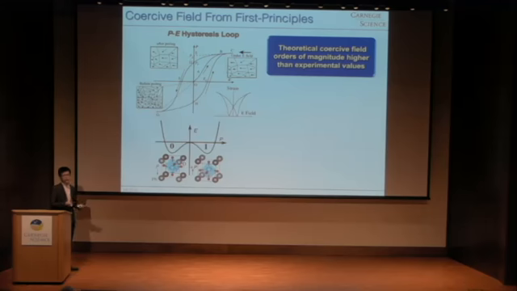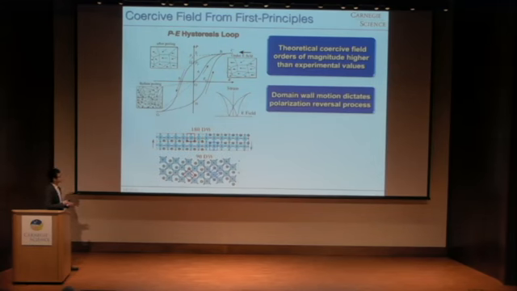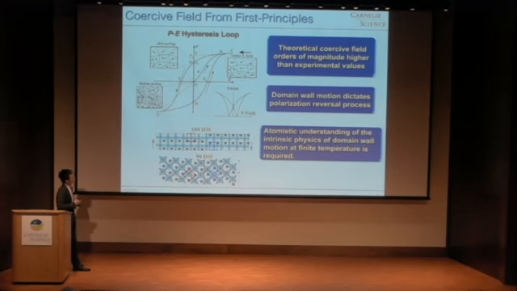In a real material, ferroelectrics usually adopt a multi-domain state, and the domain wall motion dictates the polarization reversal process. That's because nucleation has much lower energy at the interface. Here I show the 180-degree domain wall and 90-degree domain wall in lead titanate. Therefore, this means we need an atomistic understanding of the intrinsic physics of domain wall motion at finite temperature.